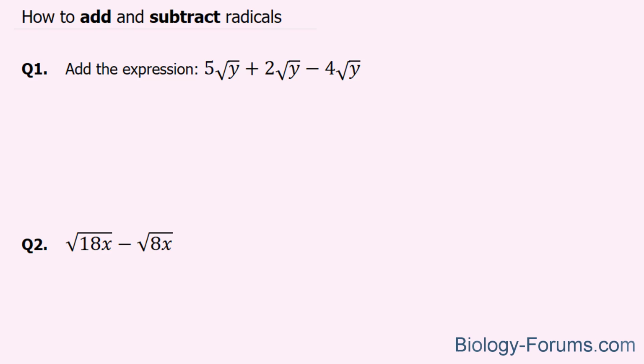In this demonstration, I'll show you how to add and subtract radicals. In order to combine radicals through addition and subtraction, radicals need to be similar. Similar means that they have both the same radicand and the same index.